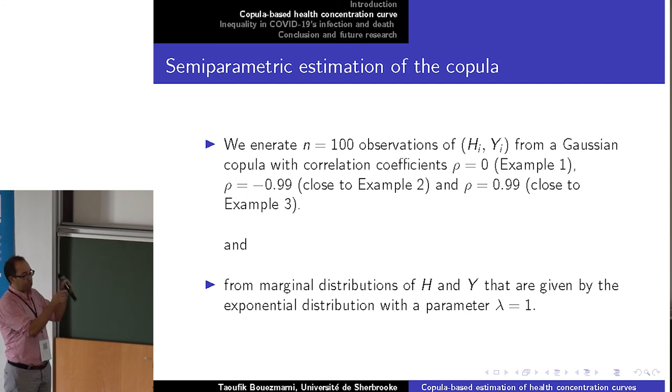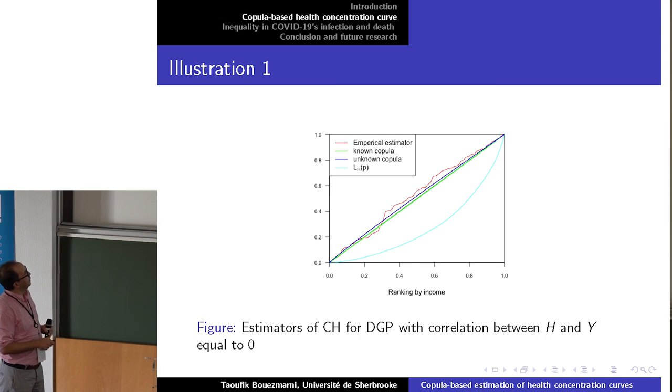But that's, again, just one sample. I will show some Monte Carlo results where we properly compare these estimators. But just for one sample, what we see is that the empirical estimator is not, as expected, smooth compared to, for example, the semi-parametric one, either when we know the copula or when the copula is unknown.